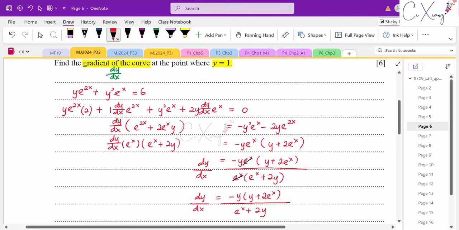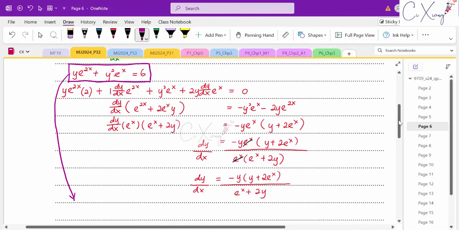Then, because I want to get the value for the dy dx, before I can get the dy dx, I need to know what's my value of y first. So you already know that y equals 1. So y, no problem. But the problem is I need to know the value of x as well. So to get the value of x, I need to get the value of x from the original equation.